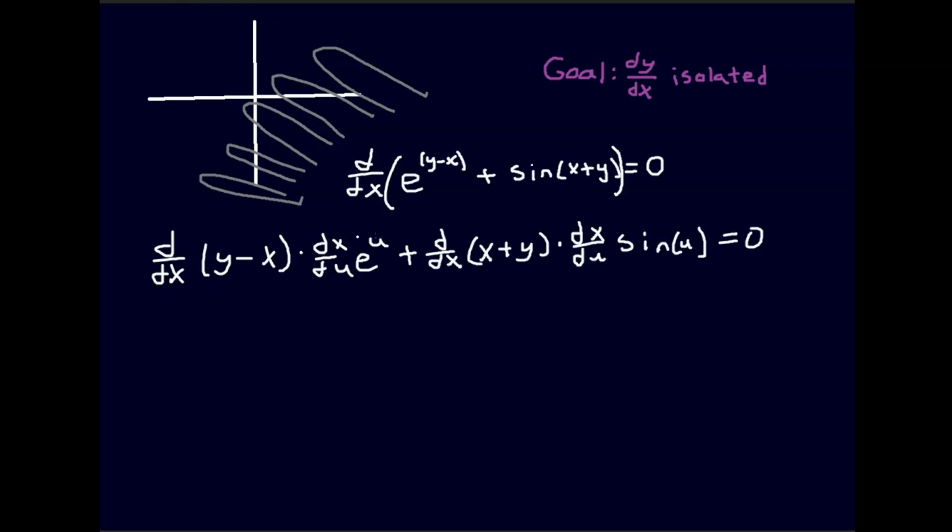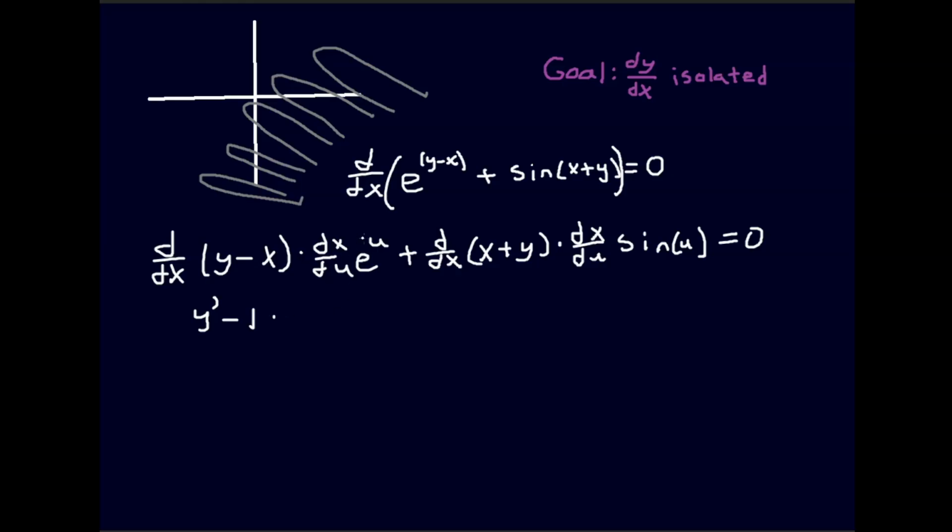okay, so everything's been written out. So we'll take the derivative of the inside function just like we would in the chain rule. So the d by dx of y is just y prime, which again is dy over dx. This is what we're trying to isolate for. Minus 1, because the derivative of x is just itself. Or sorry, not just itself. The derivative of x is just 1.